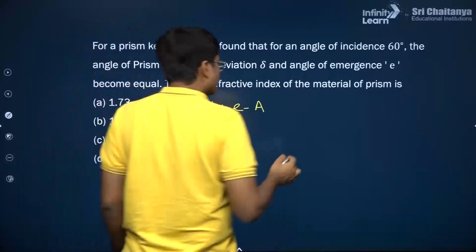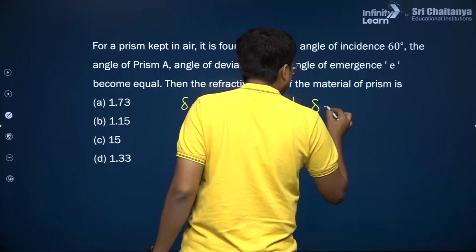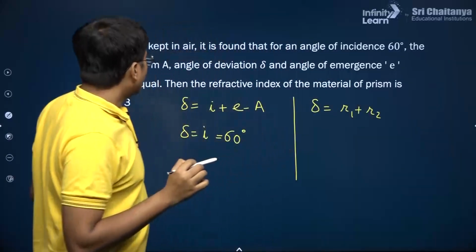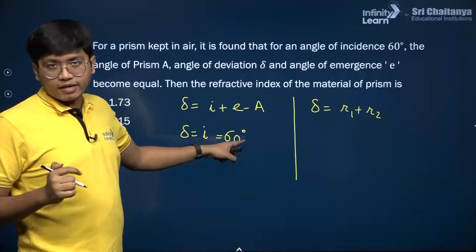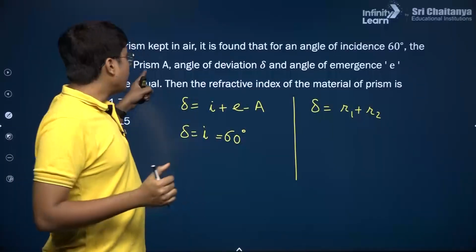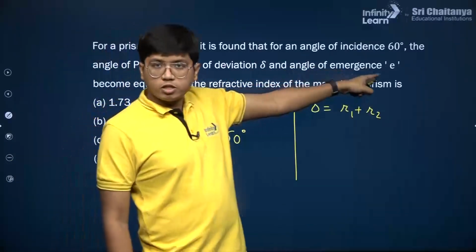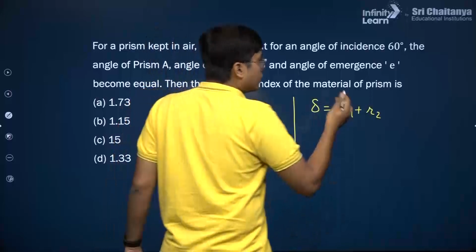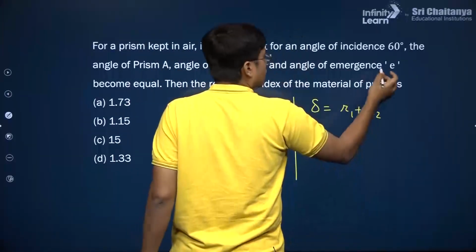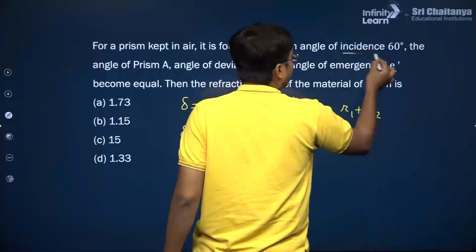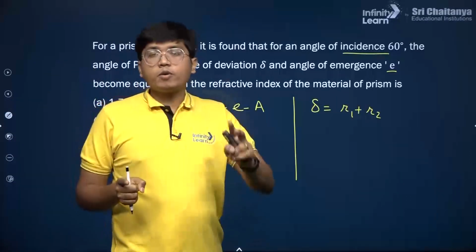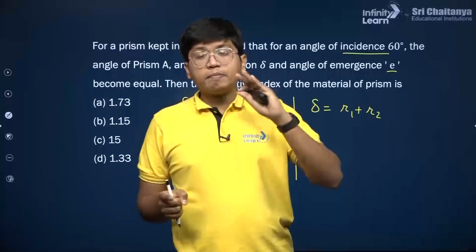We also know that delta is equal to R1 plus R2. Now over here you see, since delta is 60 degree, your angle of emergence is also 60 degree because angle of prism, angle of deviation and angle of emergence are same. There's a simpler way also, I'll show you that as well, but this is the trickier way to go about it. So the angle of emergence is equal to the angle of incidence. When does that happen? That only happens when delta is at its minimum deviation.